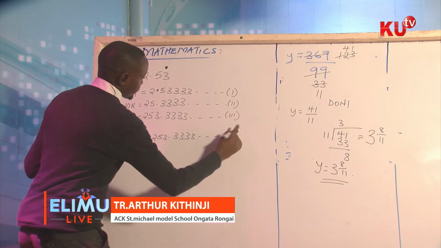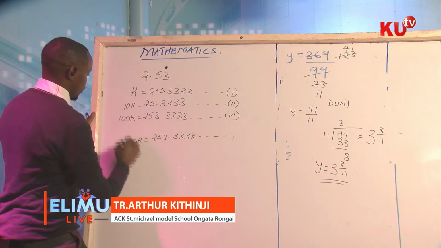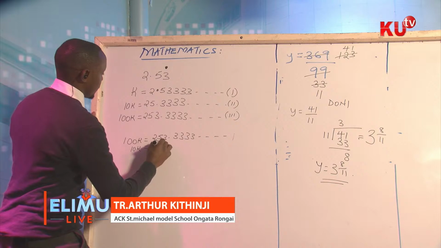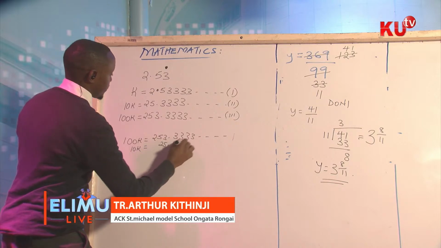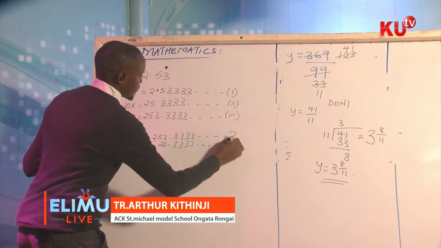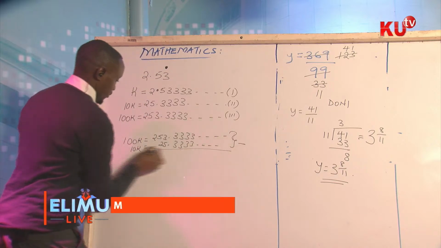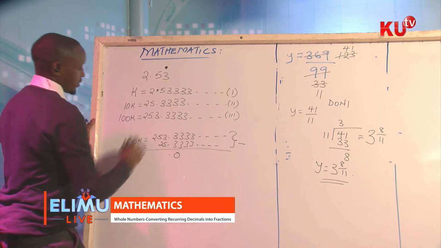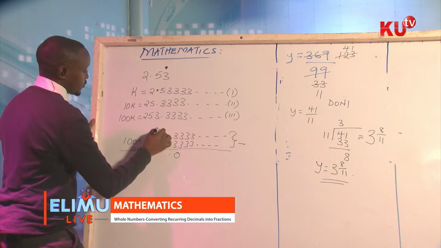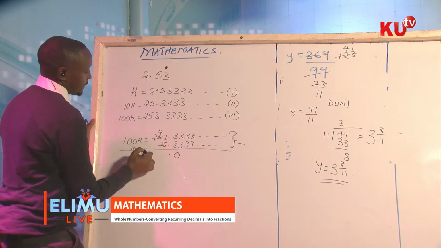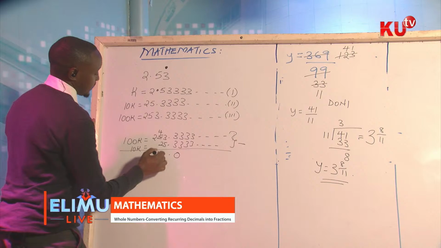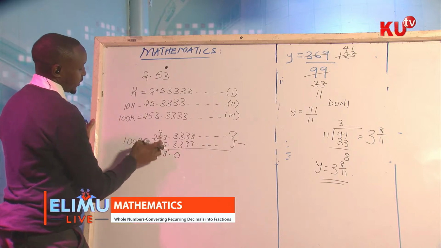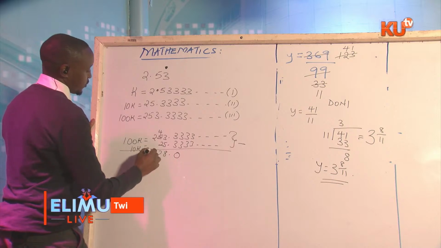So we shall pick equation 3, which is 100k, which is 253.3333, and subtract equation 2, which is 10k, which is 25.3333. When you subtract these two, we get 0 point. Then we shall borrow 1 here. This will be 4. This will be 13. So 13 minus 5 is 8. 4 minus 2 is 2. And then we drop 2.